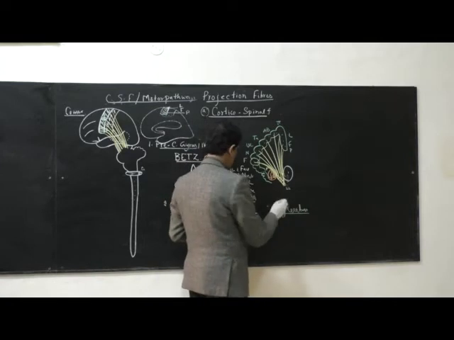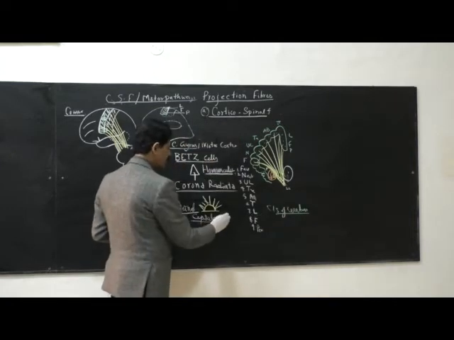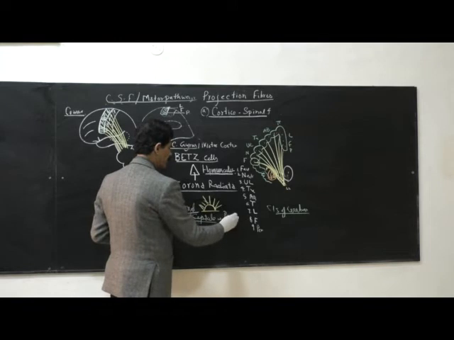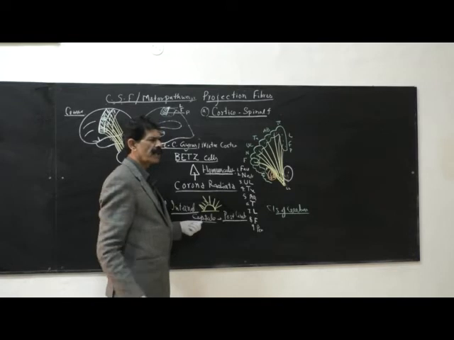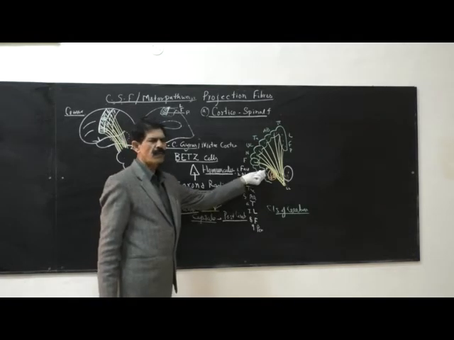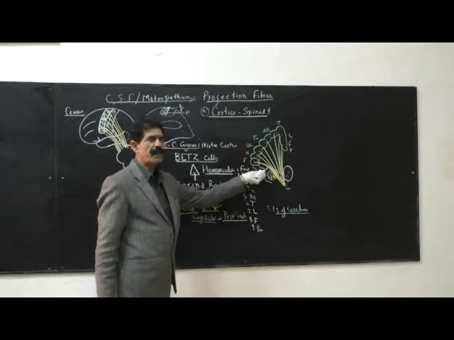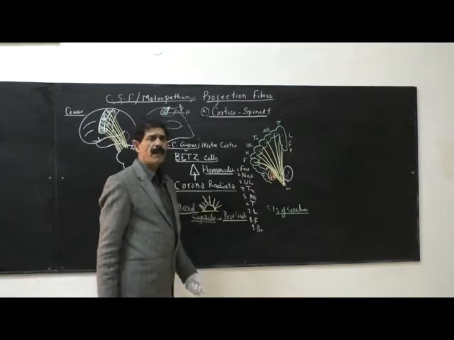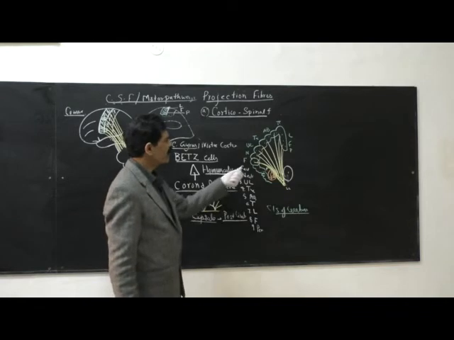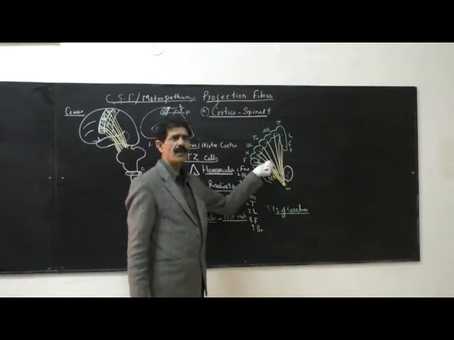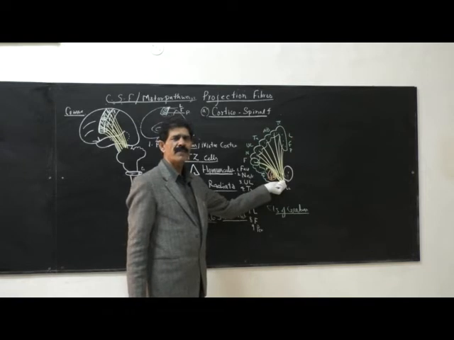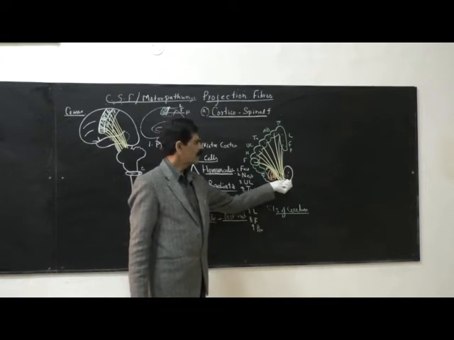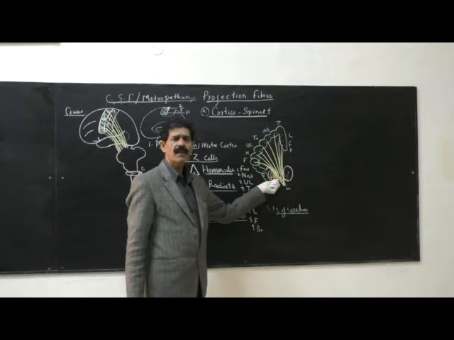And which part of the internal capsule do they occupy? The posterior limb. So they are present in the posterior limb of the internal capsule, with the head and neck fibers anteriorly, and the lower limb fibers in posterior position. Now the same fibers, when they are in the cerebrum, their name is corona radiata, but when they come at the level of the diencephalon, that is the thalamus, now their name changes to the internal capsule, the posterior limb.